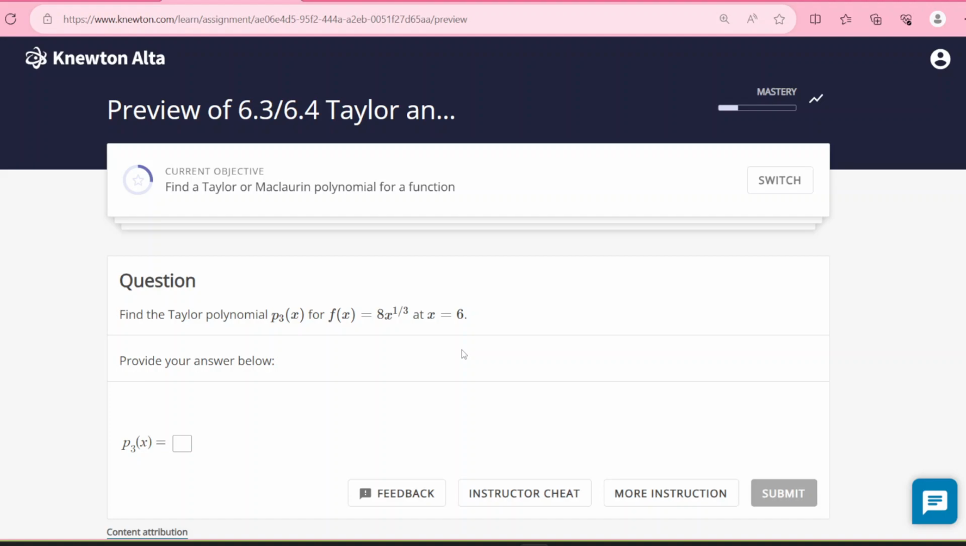All right. So now, you've seen me doing this now for several functions, finding some sort of whatever degree Taylor or Maclaurin polynomial. So here's find the Taylor polynomial P3, so the third degree or third Taylor polynomial for this function, f of x equals 8 times x to the 1/3 power, or 8 times the cube root of x. Centered at x equals 6, though, right? So 6 will be the center. I'm going to evaluate all the derivatives and stuff at 6 when I write the coefficients of this Taylor polynomial.